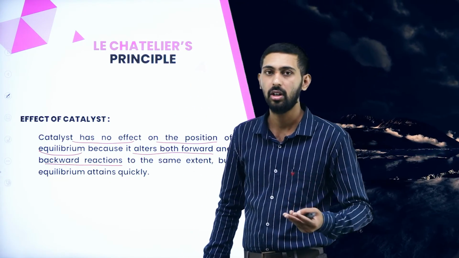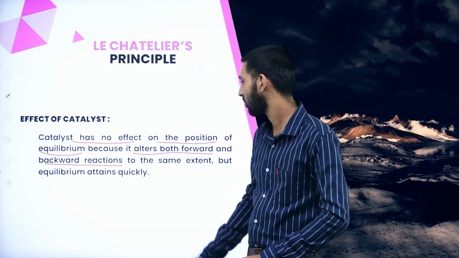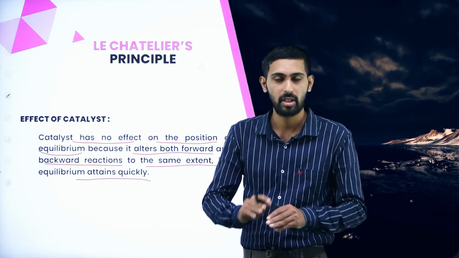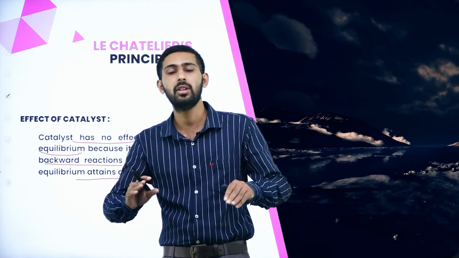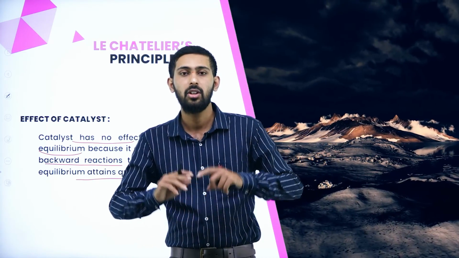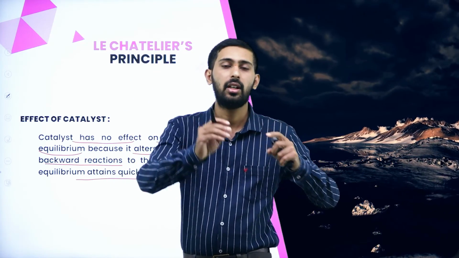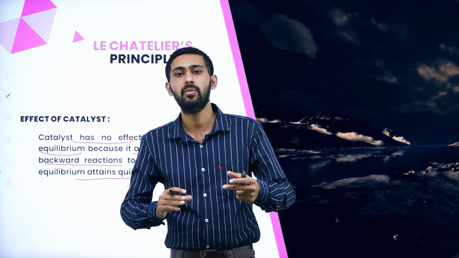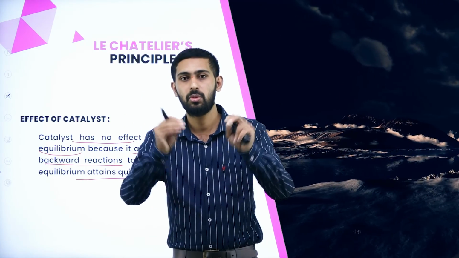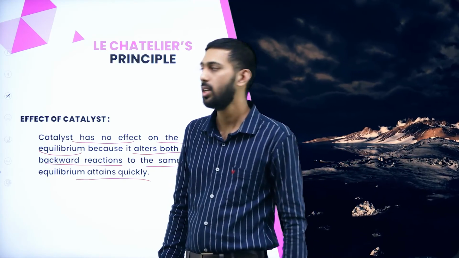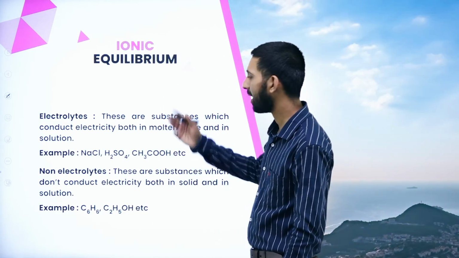It alters the forward and backward reactions very quickly. When the system is at equilibrium, there is no role of catalyst. What is the role of catalyst? It alters the rate of the reaction. So if you put a catalyst when the system is at equilibrium, there is no use at all. But if the system is not at equilibrium, if you put a catalyst, it will change the rate of the reactions.